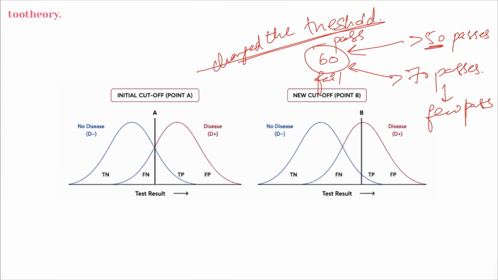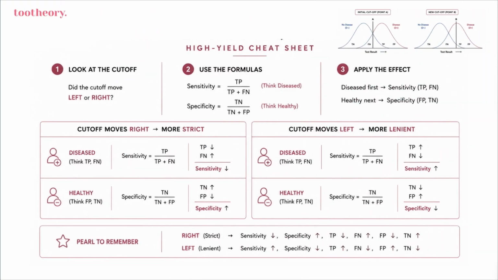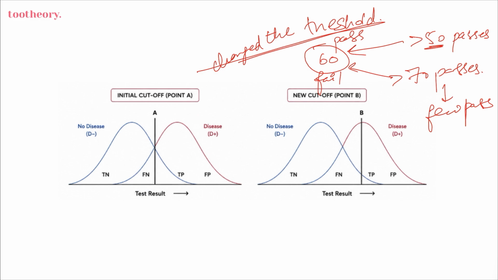For example, in this case, the threshold has moved to the right. That means that before I had these many true negatives and these many true positives, but now I have a lot more true negatives and very few true positives, right? And that is pretty much the case because the sensitivity will decrease, and as the formula suggests, if the sensitivity decreases, the true positives will decrease and the false negatives will increase. And that's exactly what we see. The true positives have decreased and the false negatives, which were only these many before, have become more now, right?